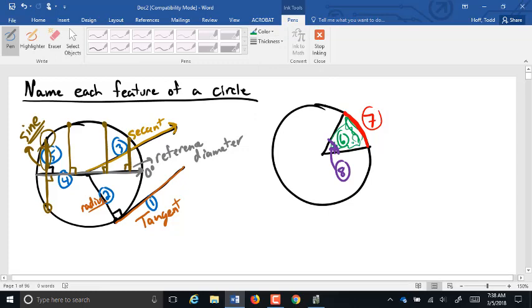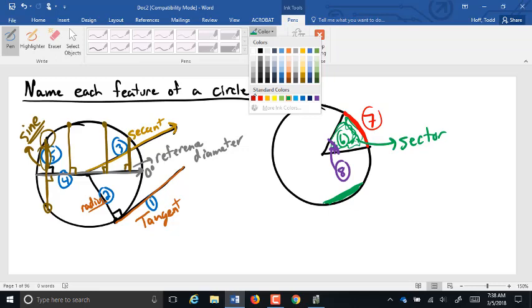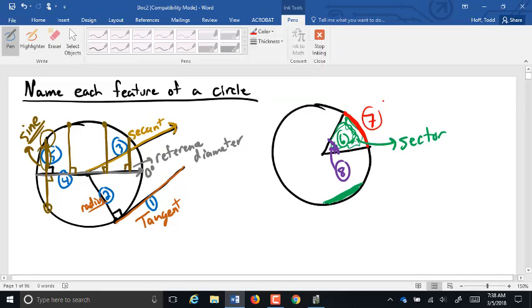Over here, number 6 is this area. That area is called not a segment, sector. A segment would be if you had a chord that you just cut off a little thin slice. 7, that piece of the circumference is called an arc. And 8, that angle in there is a central angle.